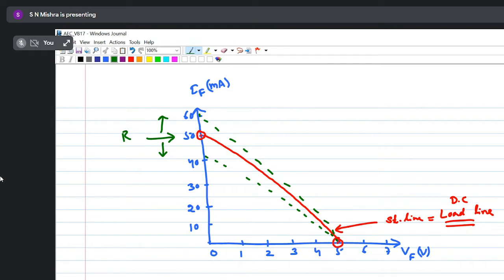Yes, sir. Now this is changing, so what is changing? The slope of the line is changing. If I take this one and this one and this one, what is the difference? The slope of the line is changing. So the slope of the line depends on what parameter? Resistance value or not? Yes or no?